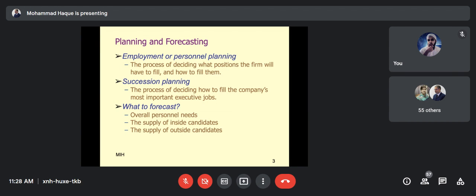How many people we need pertains to long-term planning of the organization, whereas how many people we need to hire would pertain to mid-term and short-term planning of the organization. Here we are concentrating on the short-term planning as far as personnel planning is concerned. Then we also have got to look at succession planning, the process of deciding how to fill the company's most important executive jobs.